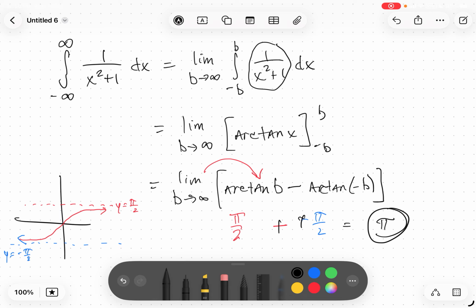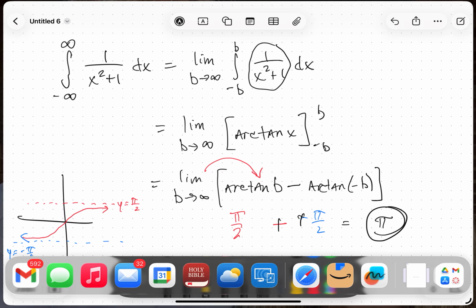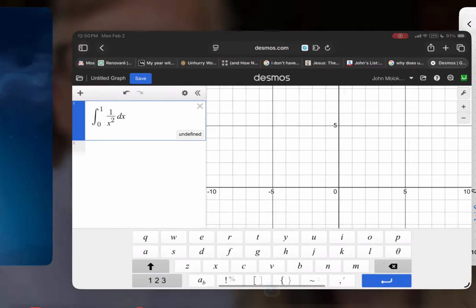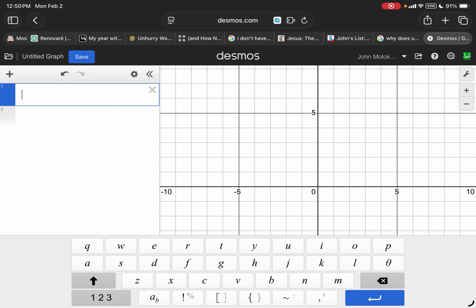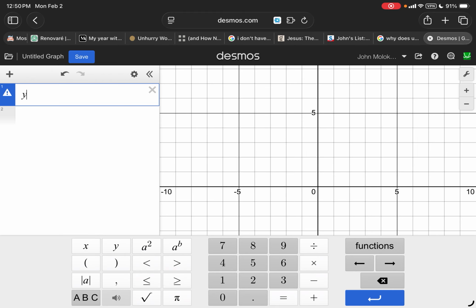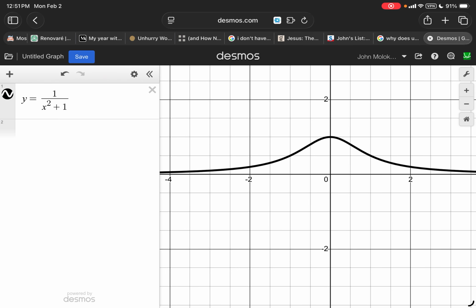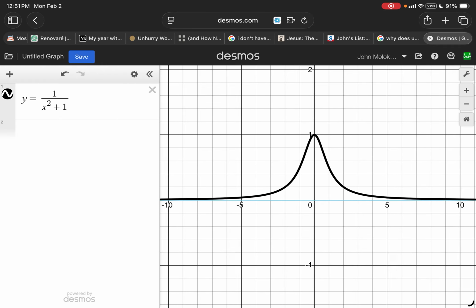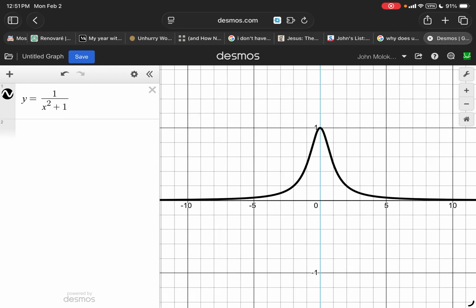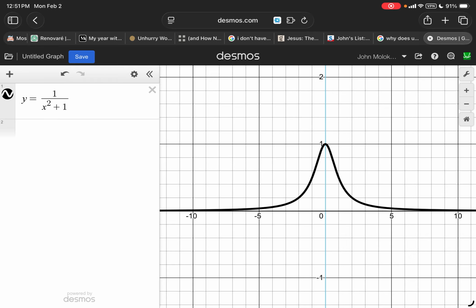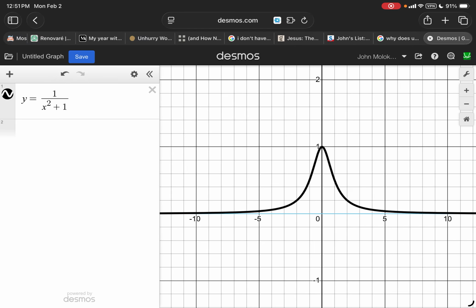So there's the work for that. Feel free to slow this video down or rewind or pause if you need to. I'm going to go back to my Desmos calculator here and kind of show you what's going on there graphically. So I'm going to graph that function. Okay. And let me zoom in a little bit. And I'll make the y go up to, I don't know, about 2. And we'll make the x-axis pretty long.